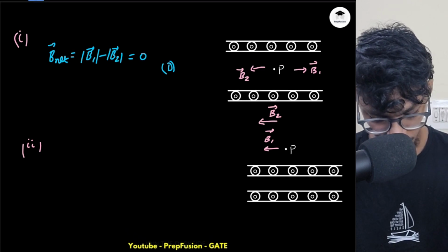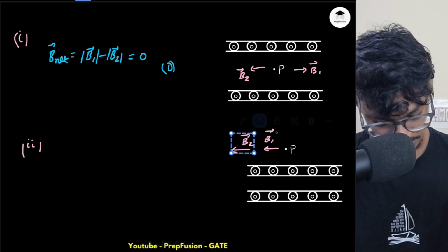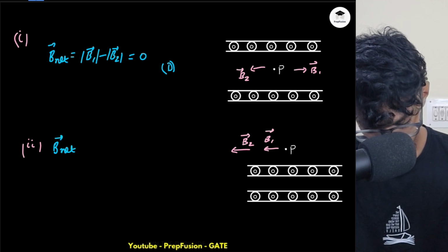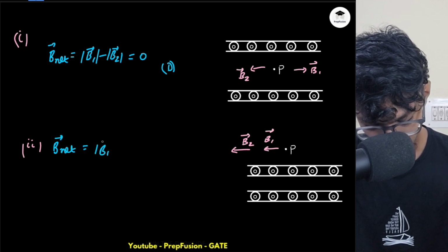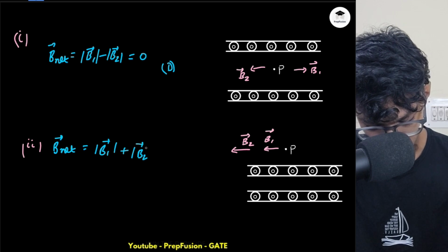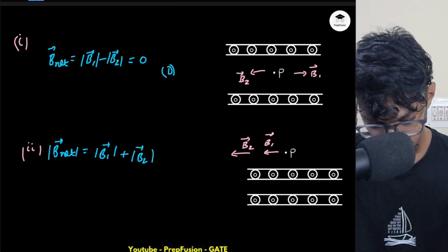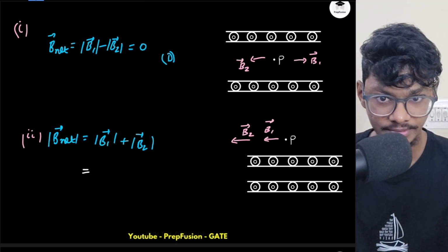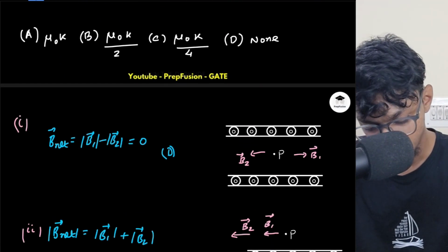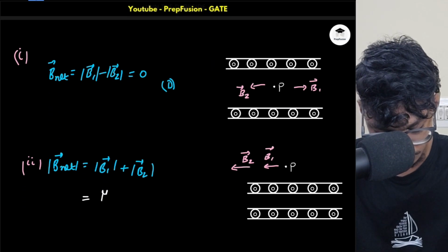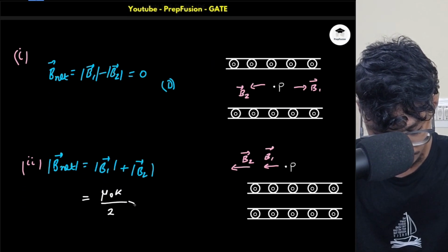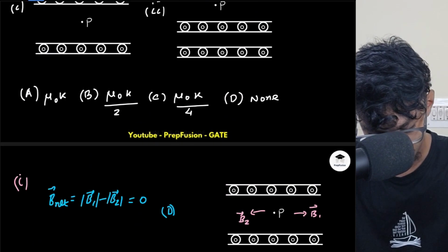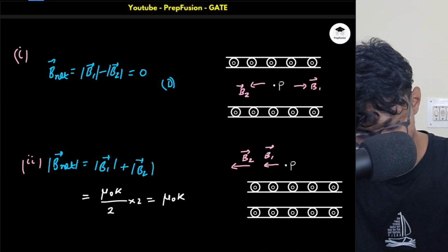B2. So both are actually getting applied along the same direction. So this time my B net will be the magnitude of B1 plus the magnitude of B2. I'm just concerned about magnitude for now. For a single sheet it was magnitude of K by 2, mu naught K by 2. For two sheets it will be mu naught K divided by 2 into 2. So simply it will be mu naught into K. So it will be option A. So in this case, option A will be the correct answer.